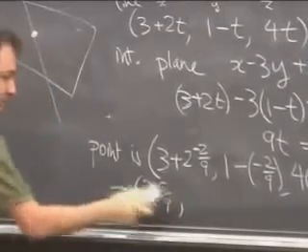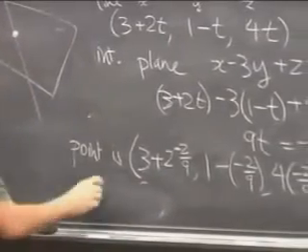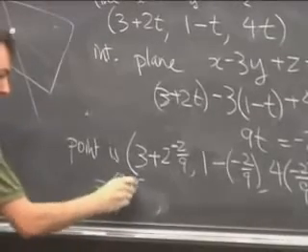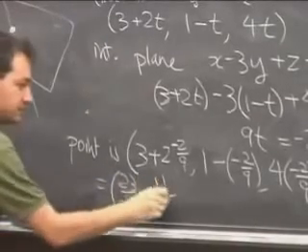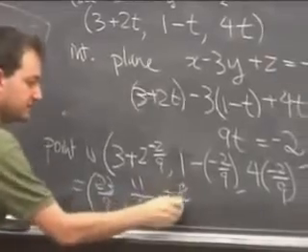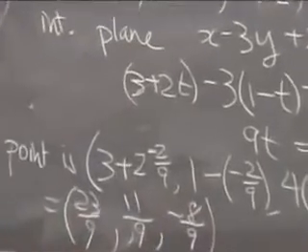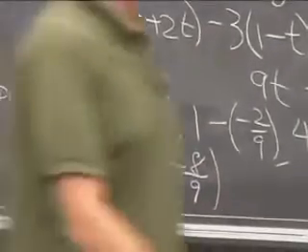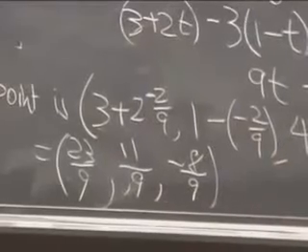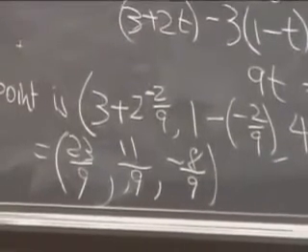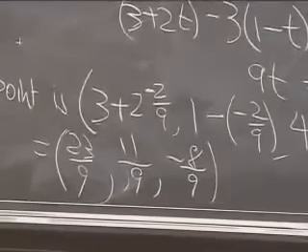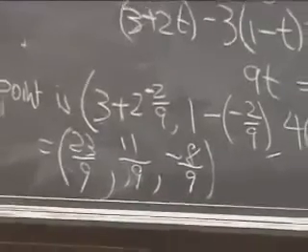It is 23/9, 11/9, minus 8/9. Okay, so we don't have to do anything fancy with dot products, cross products, or anything. You just plug it in and solve. So that one was not so bad. Any questions about finding the intersection of a line and a plane? See how much nicer it is than two planes?